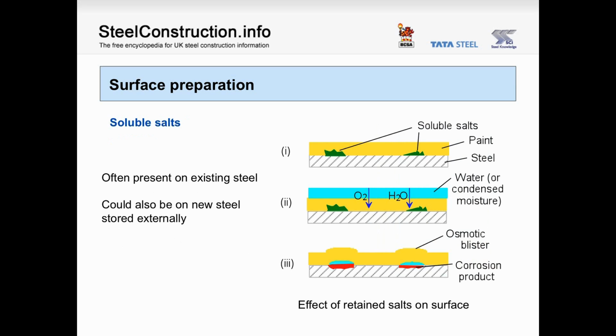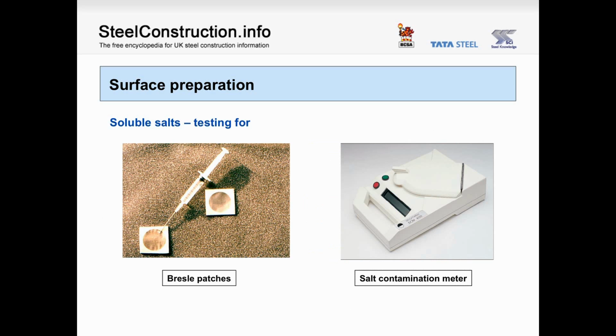Other surface contaminants that need to be removed, mainly on existing steelwork or new steel that has been stored in external conditions, are soluble salts. Residual salts can cause failure of any applied coating by osmotic blistering, where water absorbed by the salts is retained beneath the paint film, causing corrosion of the substrate and detachment of the paint, as shown here. Several methods can be used to detect soluble salts, including the Bresle patch method and the salt contamination meter. Both methods will quantify residual salt levels, which may suggest that additional cleaning other than dry methods may be required.